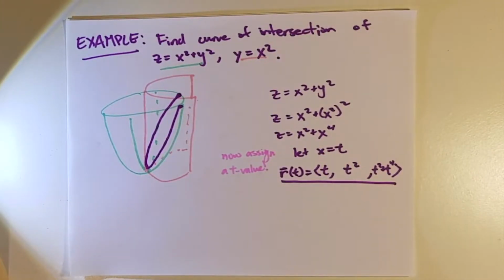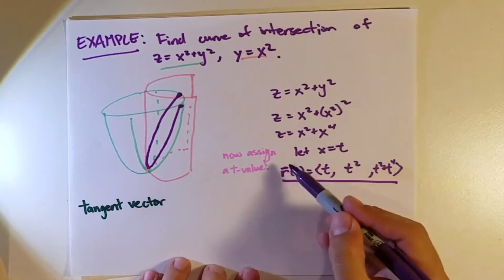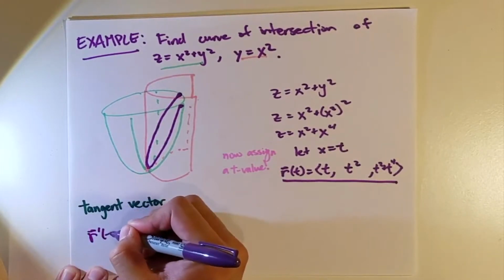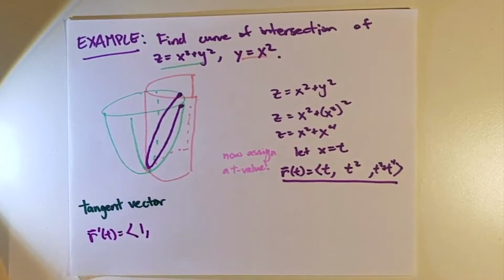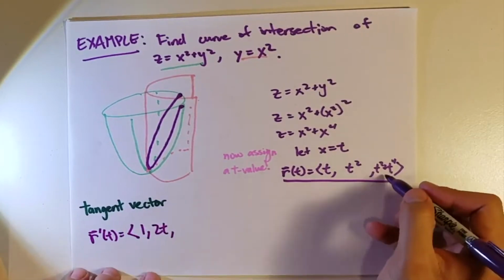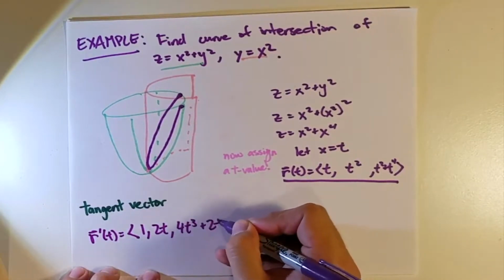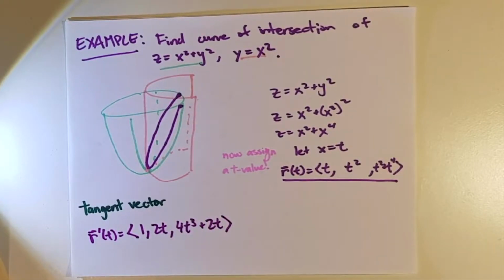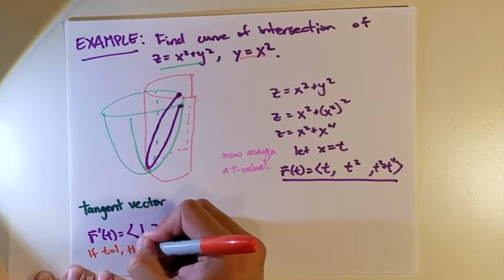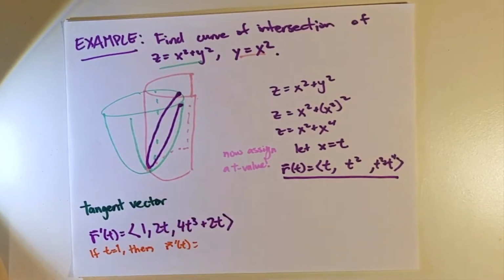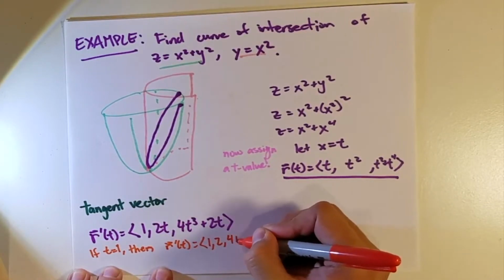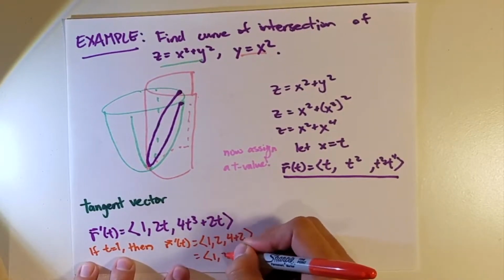Going back to our example, what is this tangent vector? Well, let's just take the derivative of each component. We get 1 on the x, 2t on the y, and 2t plus 4t cubed on the z. And we get this function. For example, if we put t equals 1, we get the tangent vector specific to that time 1. So in other words, r prime of 1 equals 1, 2, 6.